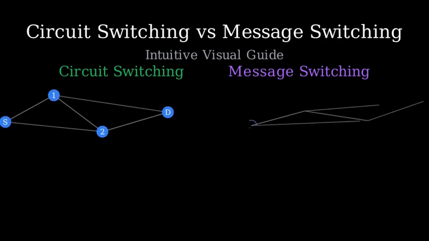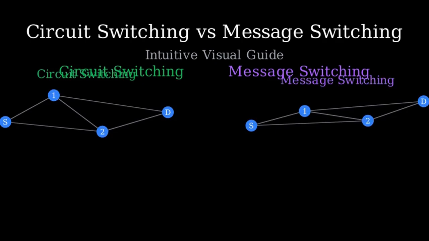Let us draw two small networks to demonstrate. On the left, we will visualize circuit switching with a dedicated path. On the right, we will visualize message switching with store and forward behavior.